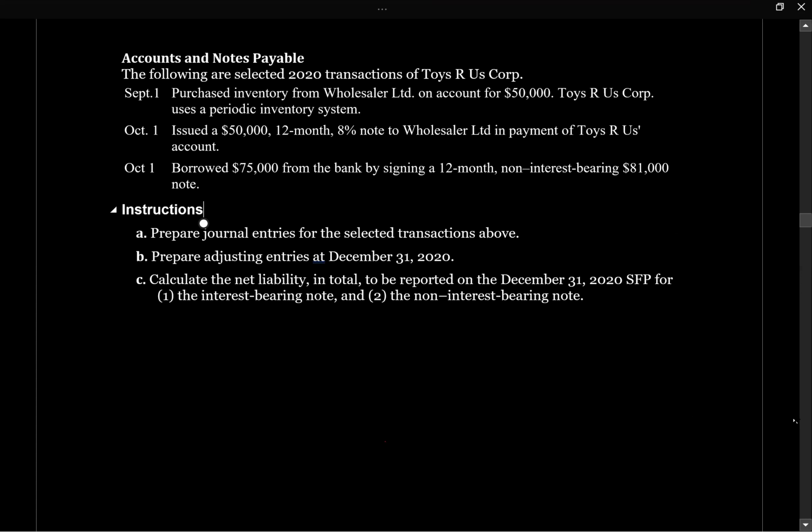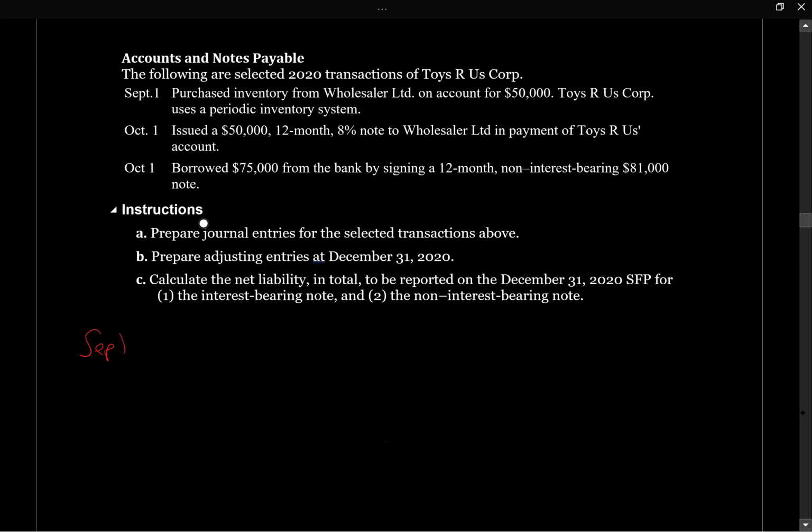So let's take a look. Prepare the journal entries for the selected transactions above, prepare the adjusting entries, and they've asked us to calculate the net liability to be reported on the December 31st statement of financial position for the two notes. So let's start with the journal entries for the selected transactions.